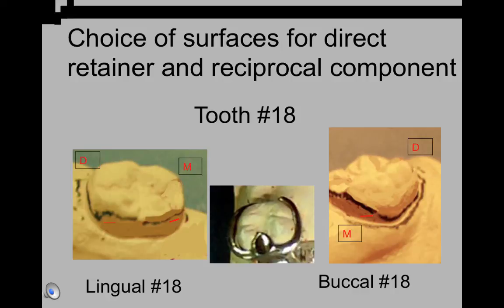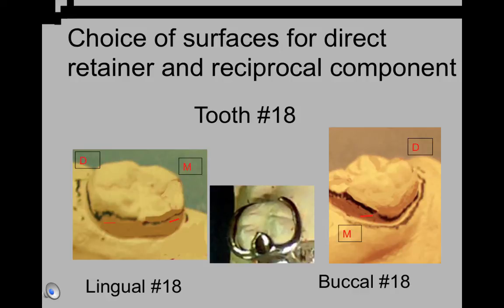The lingual surface of the tooth survey line is shown on the left. I would have to do some very severe grinding on the lingual to bring that survey line down to place a reciprocal component in the middle third of the tooth. So the buccal surface looks good for the reciprocal component.